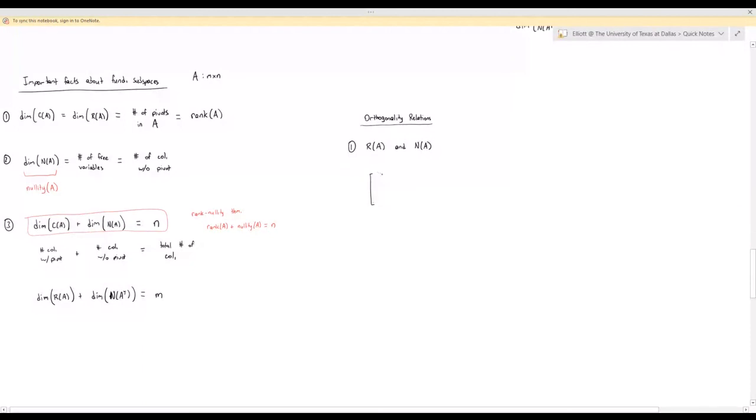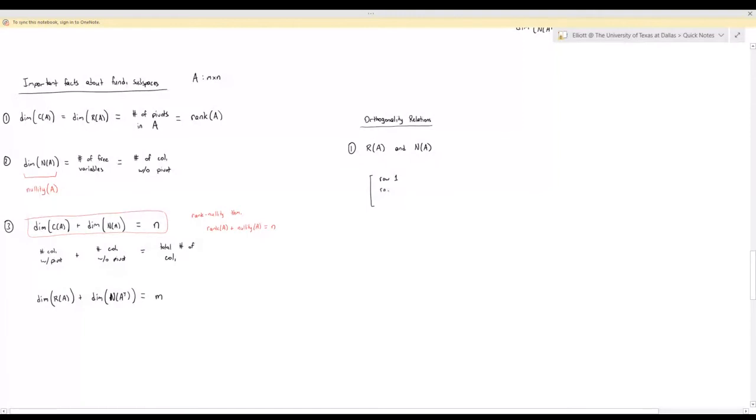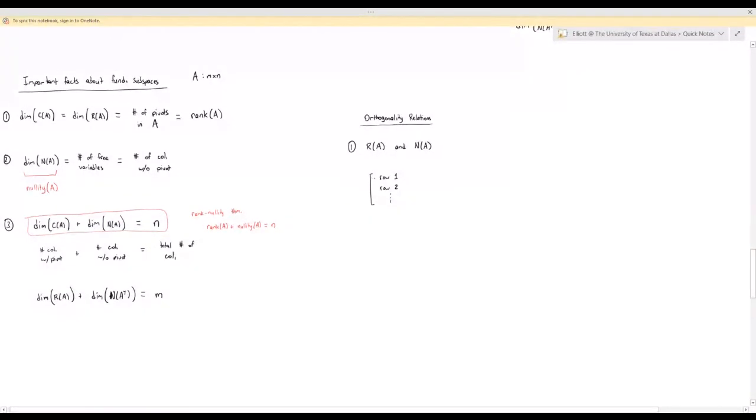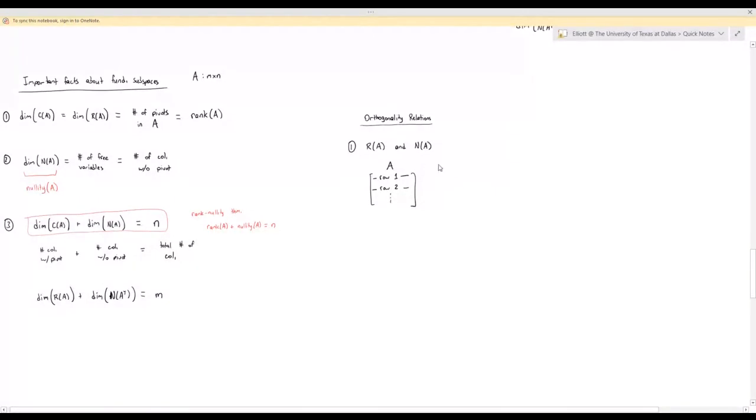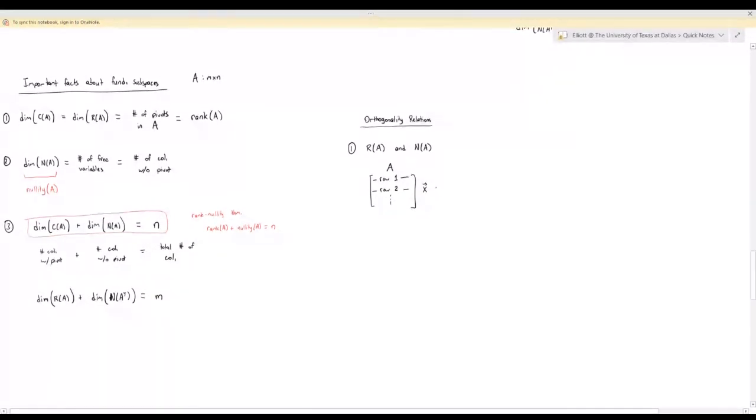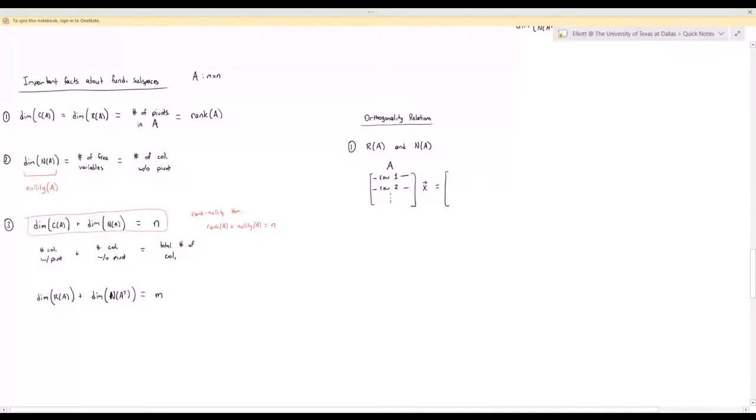So let's say that I have a matrix A. So it has some number of rows, so row 1, row 2, etc. So let's imagine these are like the rows of the matrix. And I'm thinking about the row space and the null space. So let's imagine that we have AX equal to 0. So that X is a vector in the null space, okay? And therefore AX equals 0.